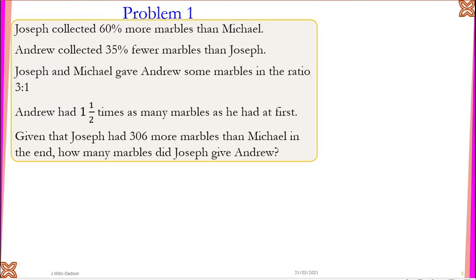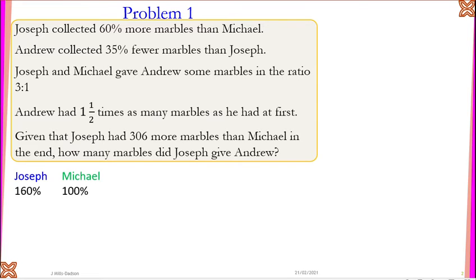So as you see, this is really a wordy question, and if you don't take time to really read to understand, you might find yourself wondering. So how do we start this? If you look at the first statement, we are comparing the share of Joseph's to Michael's, and Michael is the reference point. So Michael is the 100% and Joseph collected 60% more. So let's put that information down. Comparing Joseph and Michael, we have 160% and 100%.